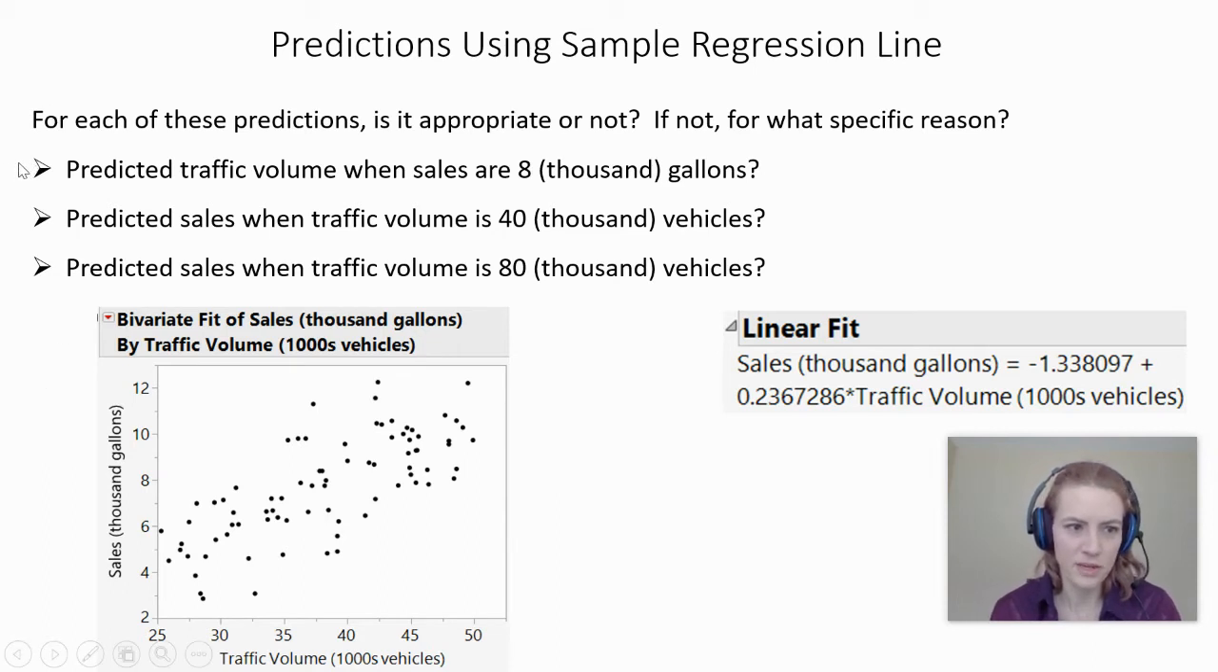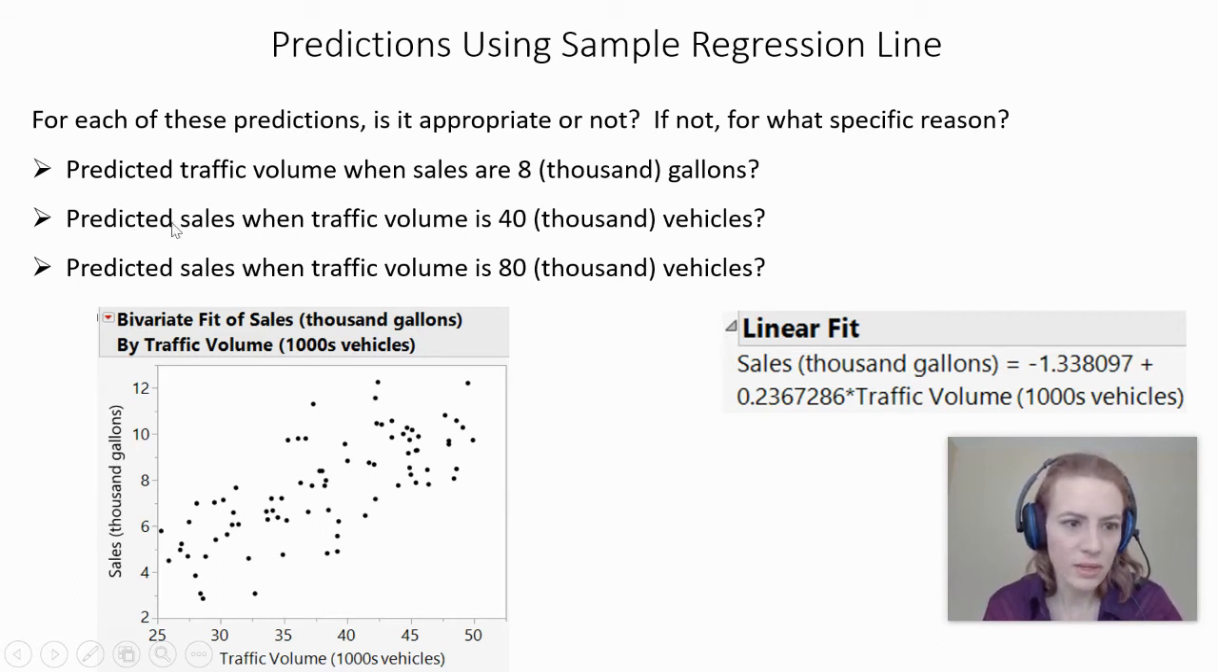All right, the first one. Can we predict the traffic volume when sales are 8,000 gallons? Sales of 8,000 gallons, well, that's being given Y and being asked to predict X. We can't do that. If we wanted to, we could maybe go to JMP and fit Y by X and switch the roles, and then we'd have a different equation. We could use that equation, but not this one. So we can't do this first one because we can't predict X.